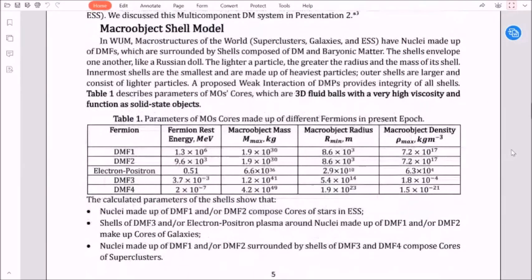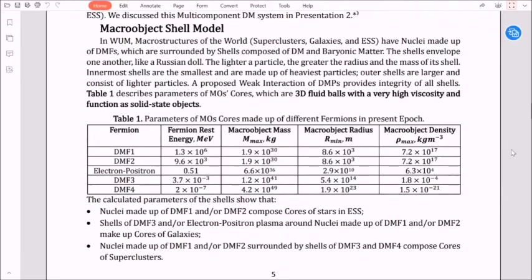Macro-object jet model. In WOM, macrostructures of the world, superclusters, galaxies, and extrasolar systems have nuclei made up of dark matter fermions, which are surrounded by shells composed of dark matter and baryonic matter. The shells envelope one another like a Russian doll. The lighter a particle, the greater the radius of the mass of its shell. Innermost shells are the smallest and are made up of heaviest particles. Outer shells are larger and consist of lighter particles.